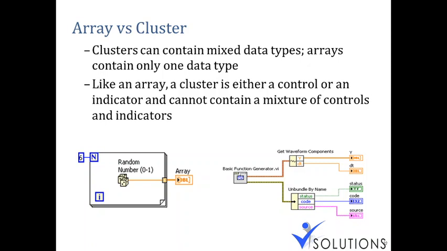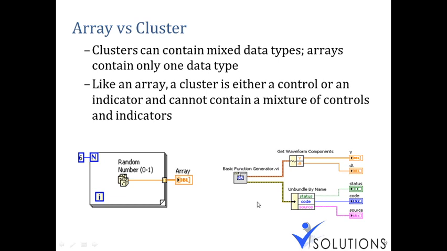So if you compare a cluster with an array, arrays basically use a single data type. Only one particular data type can be handled at a time. Whereas a cluster can have multiple data types, right? One thing common to a cluster and an array is that they can both be used as a control or an indicator, not a problem, but either a control or an indicator, not both at a time, right?